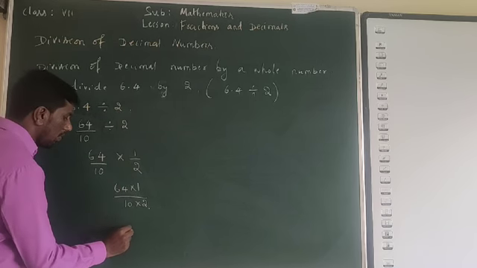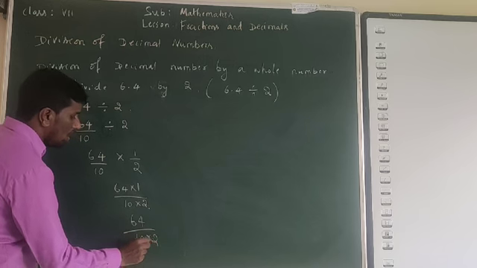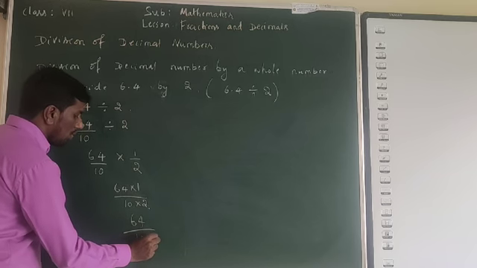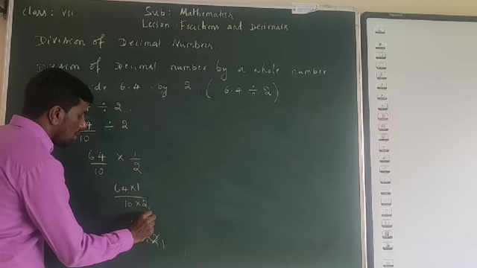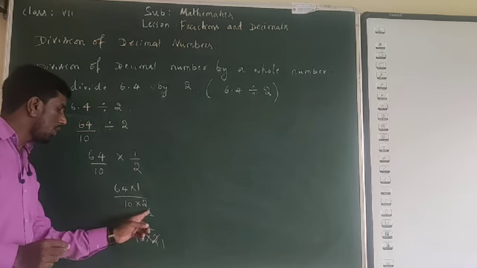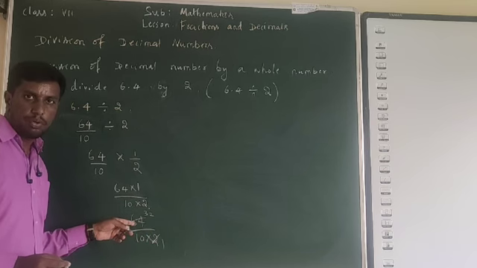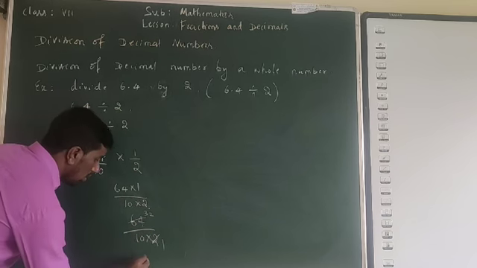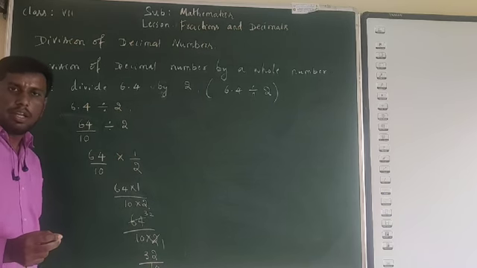64 into 1 will become 64 only. In the denominator we write 10 into 2. This is 64. You can cancel: 2 1s are 2, 2 3s are 6, 2 2s are 4? Correct? 2 32s are 64. I can cancel it: 2 1s are 2, 2 32s are 64. So what is remaining now? 32 by 10.